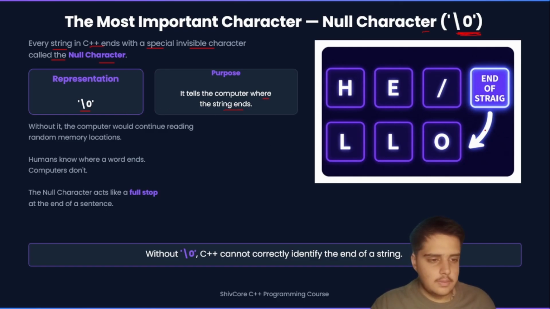So if this is the end of the string, then here is an invisible null character. Without it, the computer would continue reading random memory locations. Humans know where a word ends, computers don't. The null character acts like a full stop at the end of a sentence. So without this null character, C++ cannot correctly identify the end of a string.